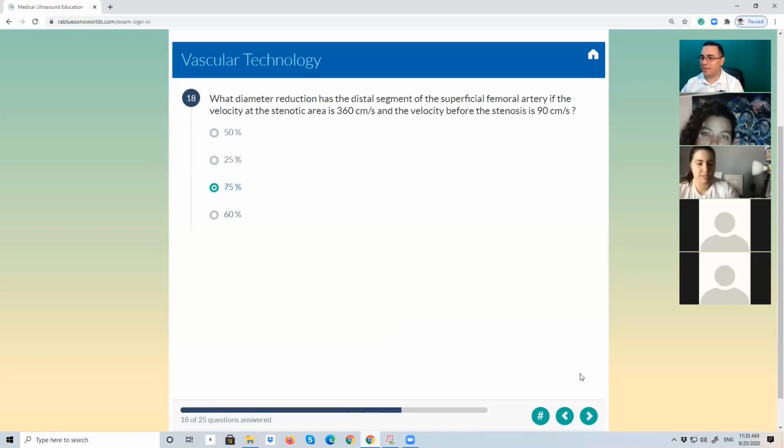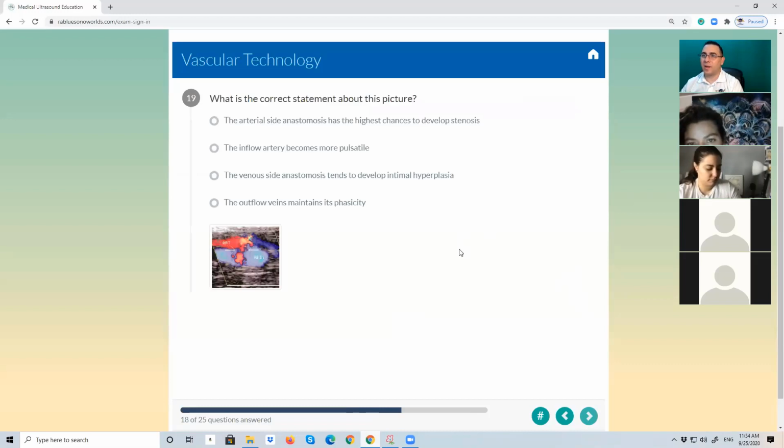That's what they're using now. For the ICA criteria, it's only 80% to 99% once the end diastolic is more than 140. You got it. 80% to 99% of diameter reduction, and if it gives me more than 140 diastolic flow velocity. Very good. Nice. Let's go to the next one.